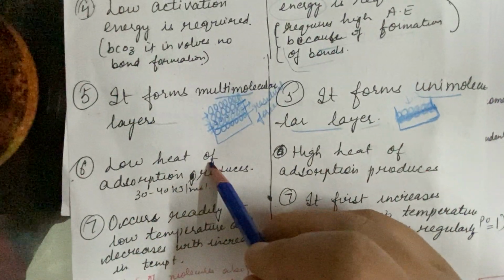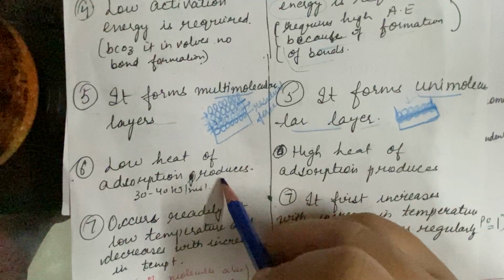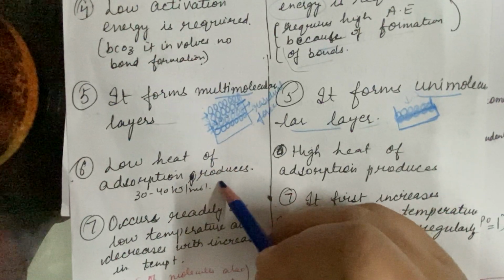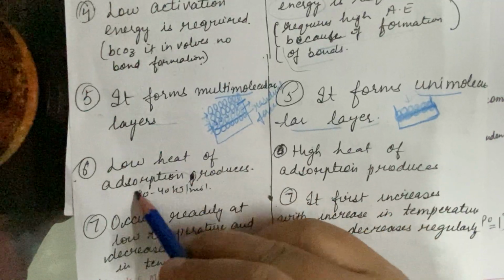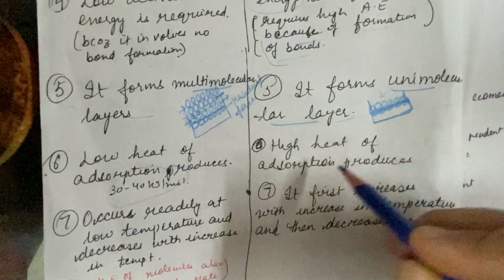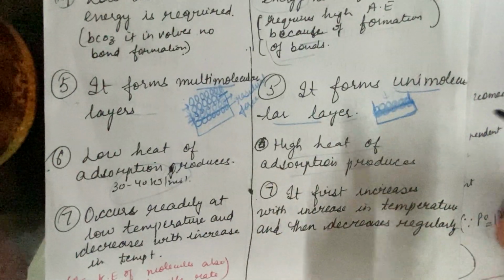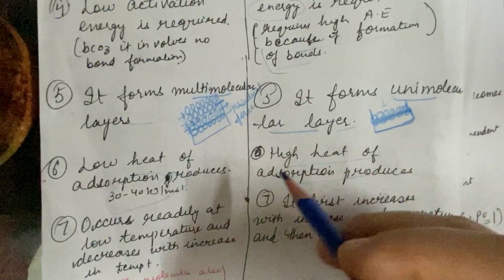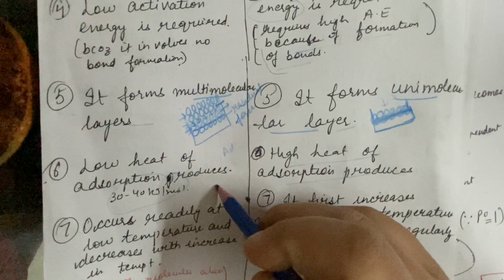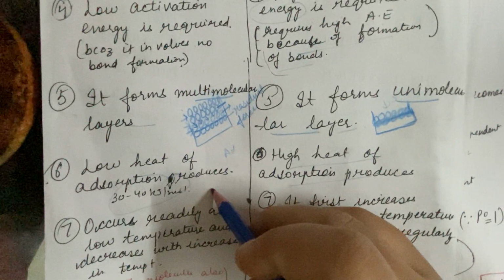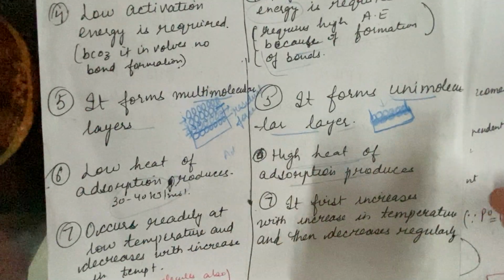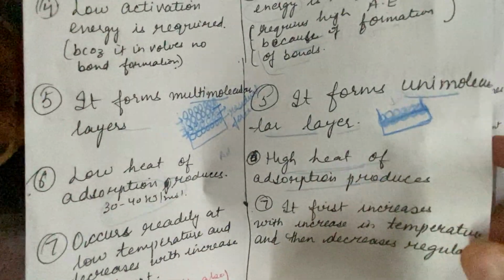Then next, here we have low heat of adsorption. When the adsorption process is taking place, low heat of adsorption is released, about 30 to 40 kilojoules per mole. But in case of chemisorption, high heat of adsorption is produced. Now we know adsorption is an exothermic process. So when physical adsorption takes place, a small amount of heat is produced. When chemisorption takes place, a high amount of heat is released during adsorption.